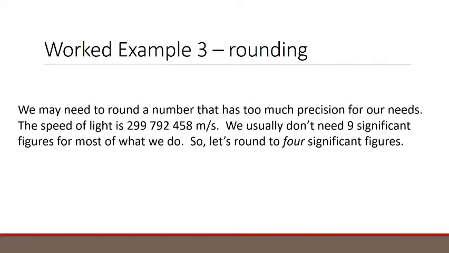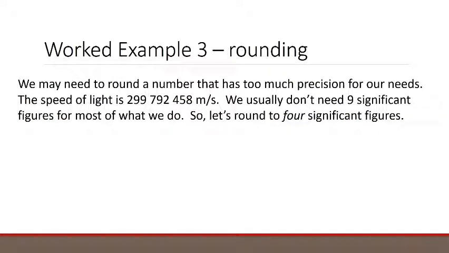Worked example 3, we'll look at rounding. We may need to round a number that has too much precision for our needs. The speed of light is 299,792,458 meters per second. That's precise. We usually don't need 9 significant figures for most of what we do. We don't need that level of precision. So let's round it to 4 significant figures.